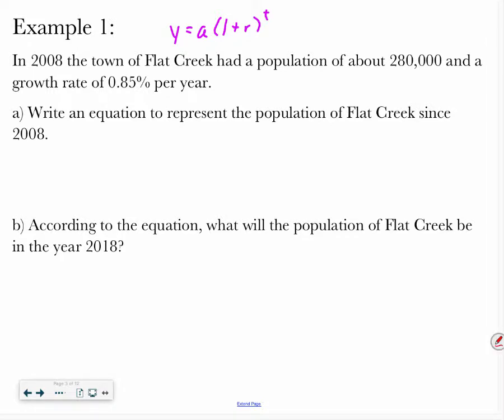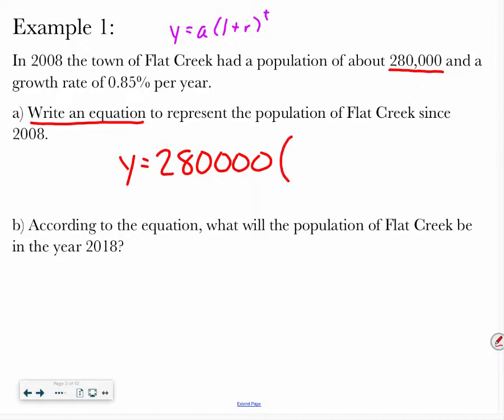So we want to write an equation for this first step. I'm going to say y equals, and then a is our initial amount. In this case, that's going to be our 280,000 people. That is our initial population, okay? Times, and then remember we do 1 plus, what is our rate of change? In this instance, 0.85%.